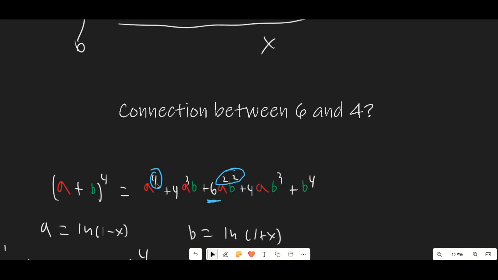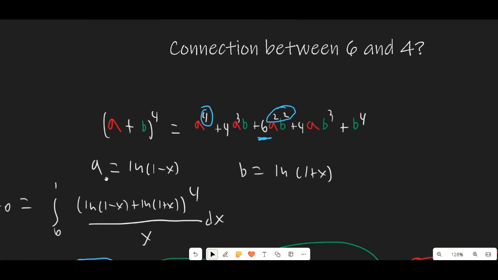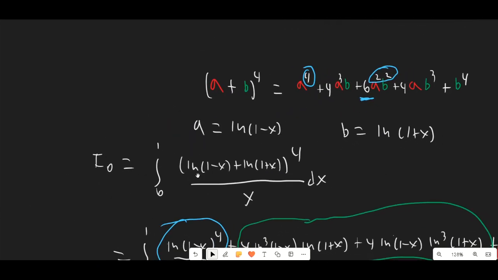And notice that this a to the 4th lines up with our 4th power, and then we have this squared and squared, which is similar to natural log squared of 1 plus x times natural log squared of 1 minus x. So let's go ahead and let a equal natural log of 1 minus x and b equal natural log of 1 plus x. We're going to define a separate integral I naught, which is going to be the integral from 0 to 1 of natural log of 1 minus x plus natural log of 1 plus x, all raised to the 4th power, over x dx.